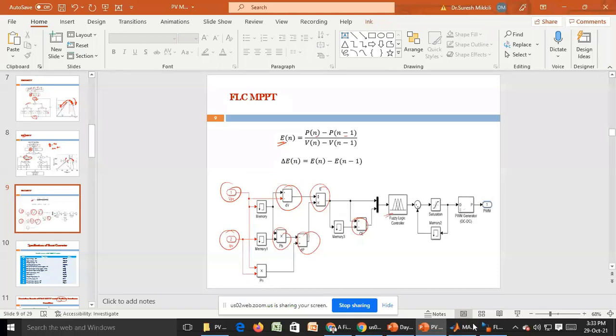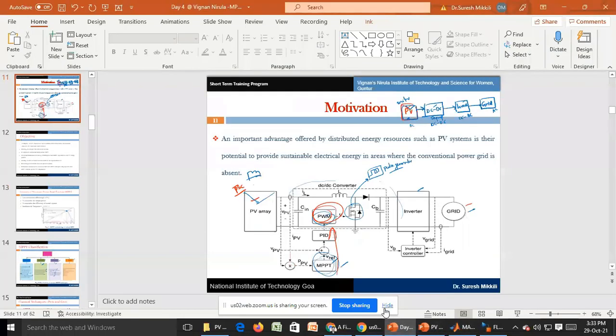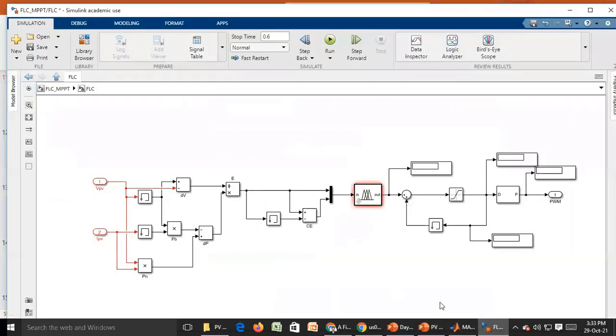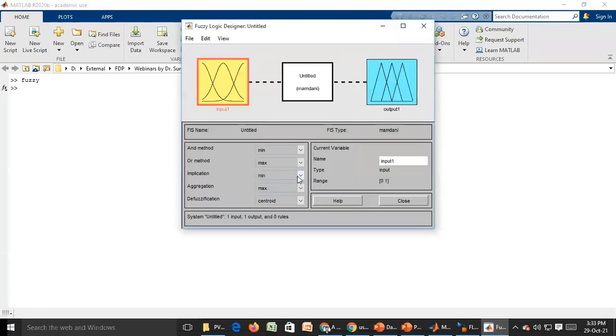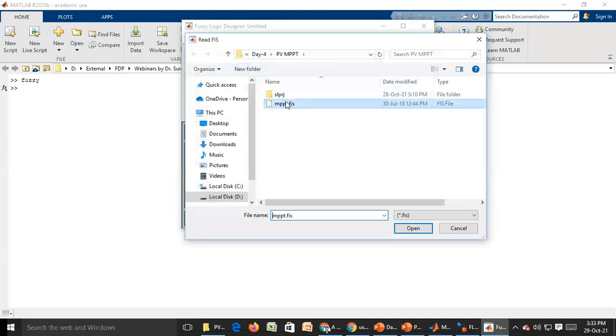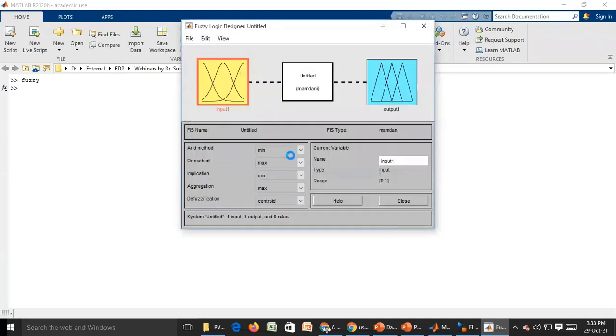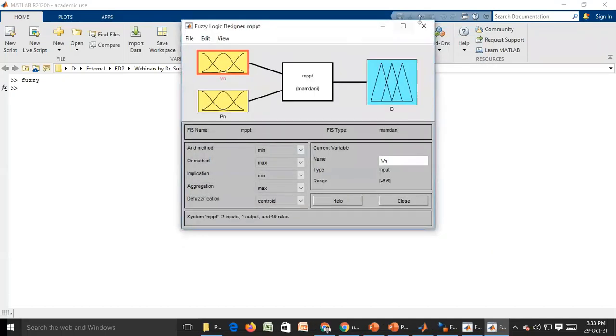Now, let me show you. Suppose I want to implement a fuzzy logic controller, I type fuzzy in the block. Then import the file from the fuzzy. Then the MPPT controller will be there. Already I have designed it.